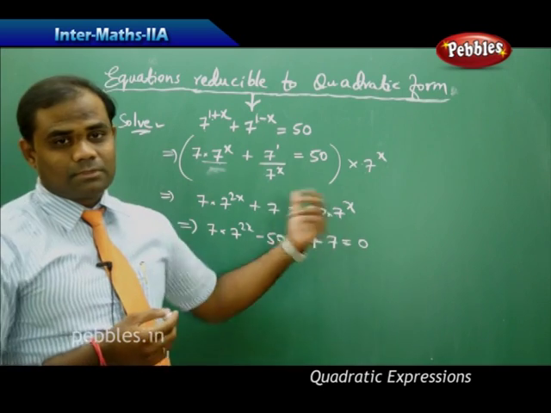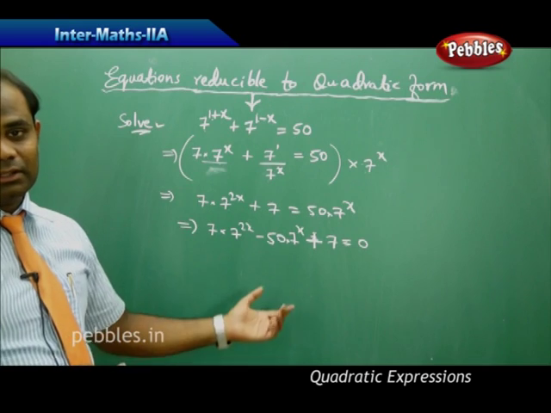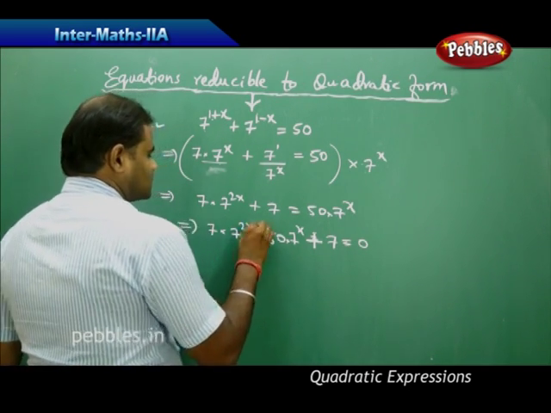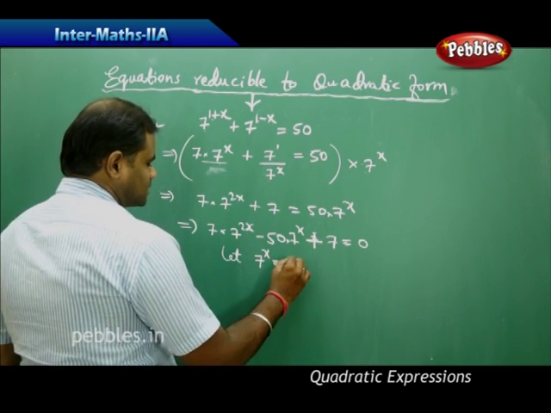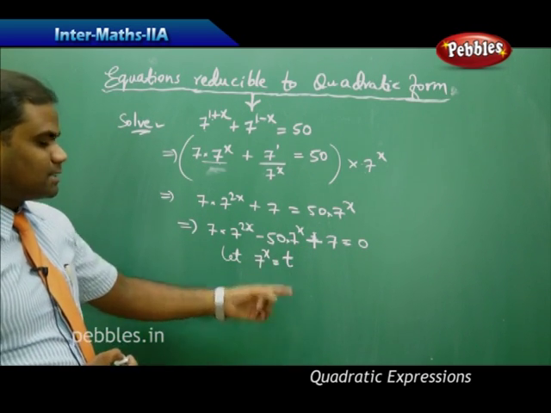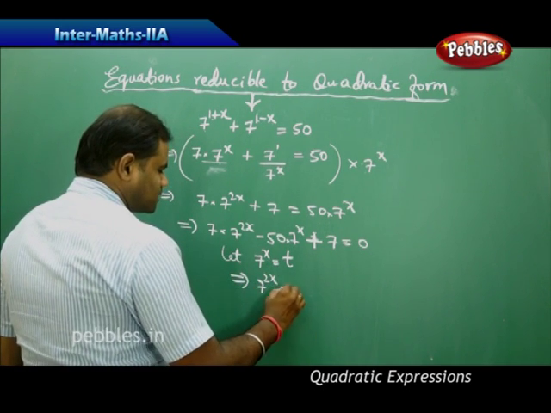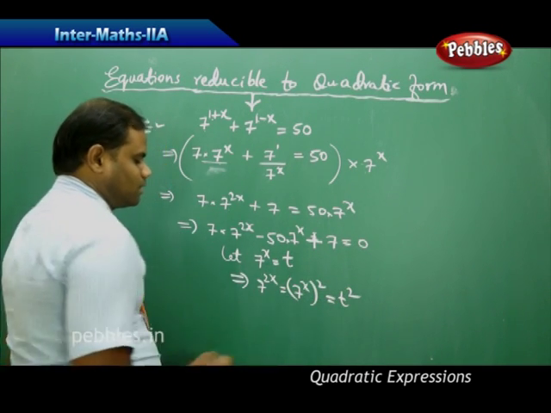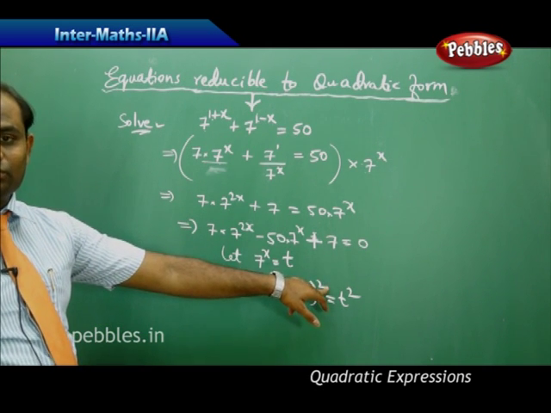So I bring all terms to the left. Now let's see how I can convert the obtained equation into the quadratic form. For this, what I do is let 7 power x equal to some t, because when 7 power x is t, then my 7 power 2x is 7 power x whole squared, which is t square.